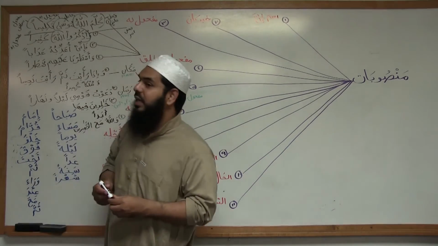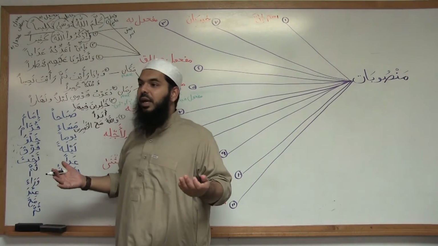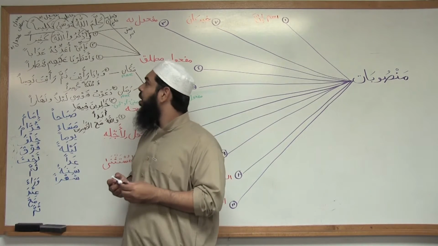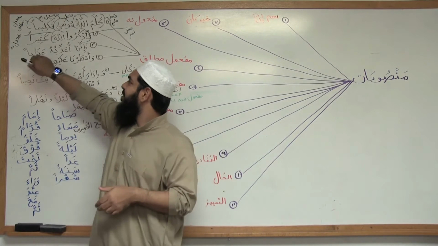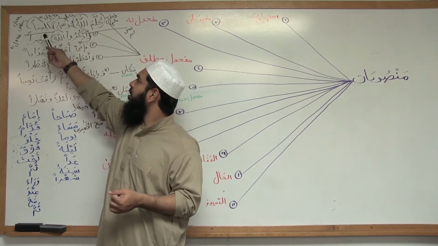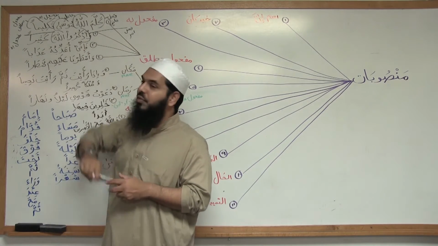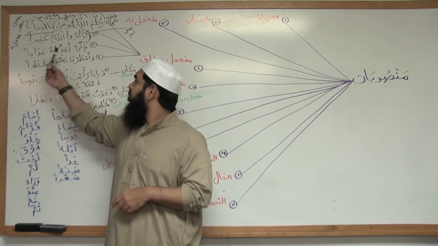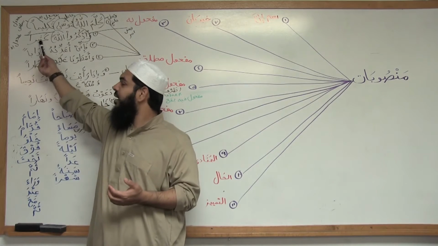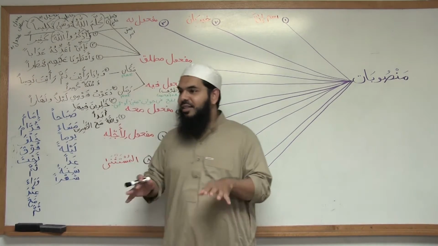Right? And kathira, what does that mean? Much remembrance. A lot. In abundance. No. This is a weird case. Why? Because usually the maf'ul mutlaq has to come from the fi'l. So this could have been dhikran. But here we have kathiran, but this is maf'ul mutlaq. And this is an odd case.